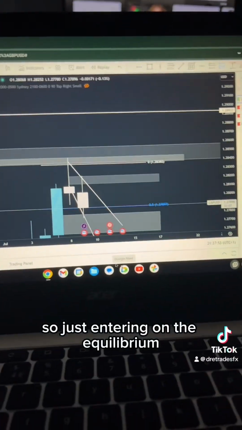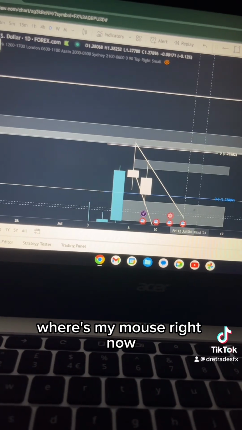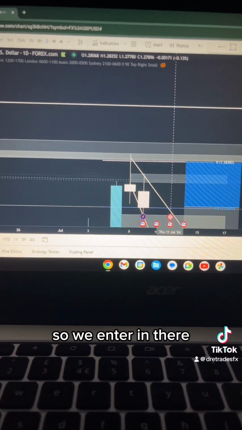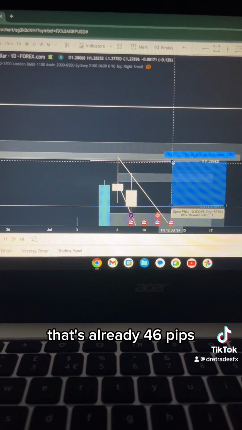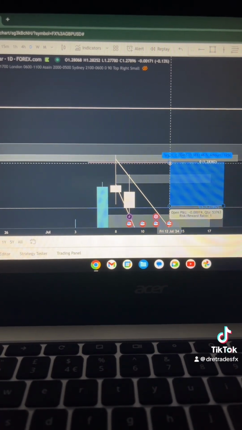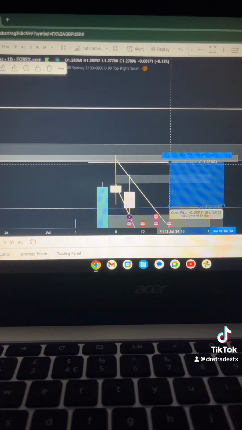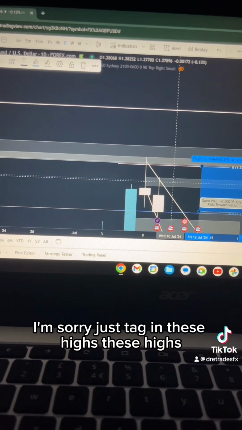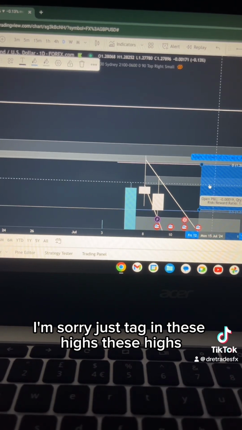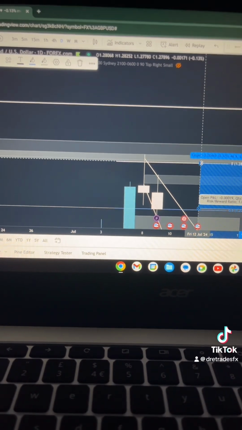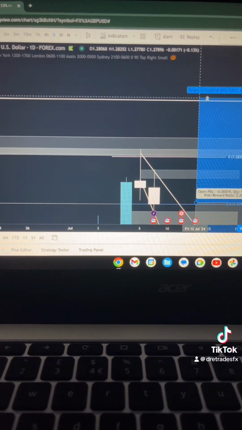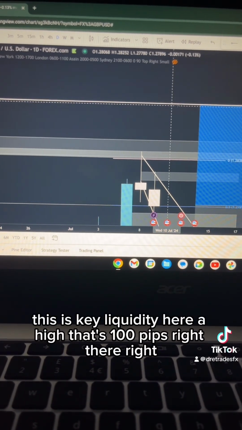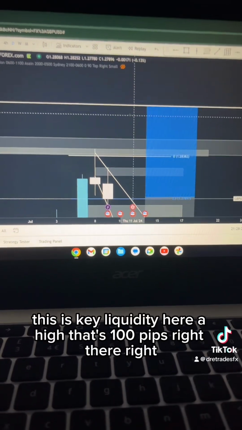So just entering on the equilibrium. Let's see, we enter in there. That's already 46 pips. Just targeting these highs. This is key liquidity here, a high. That's 100 pips right there.